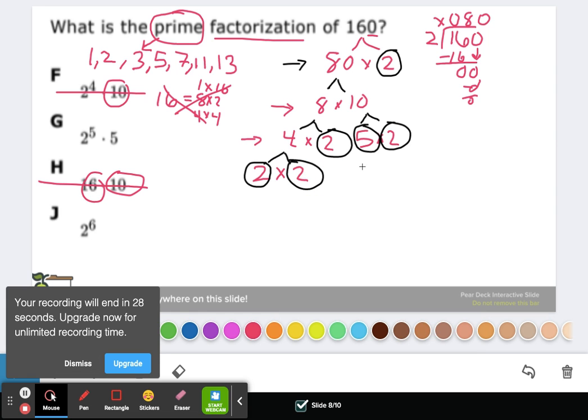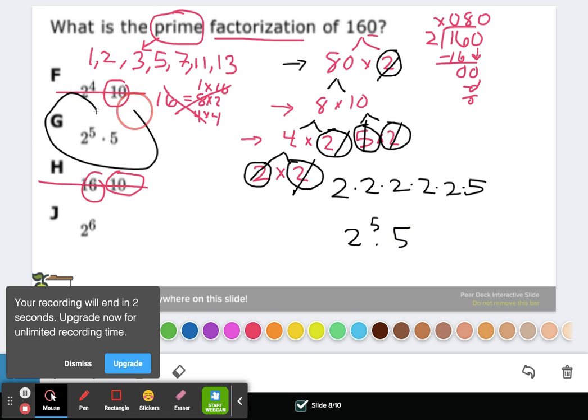So now what I'm going to do is write these in expanded form. I'm going to have 2 times 2 times 2 times 2 times 5, because I have 1, 2, 3, 4. Actually, I have 5 2s times 5. Okay, so that means I'm going to write 2 to the power 5 times 5, and my answer is G.